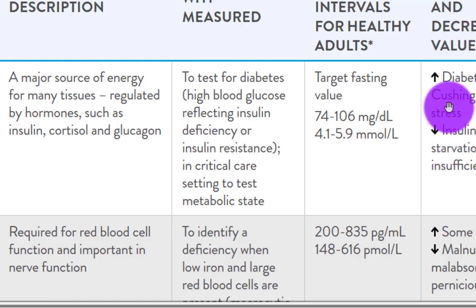Decreased and increased values. Increased in diabetes, Cushing disease, and stress. Decreased in insulin excess, starvation, and adrenal insufficiency.